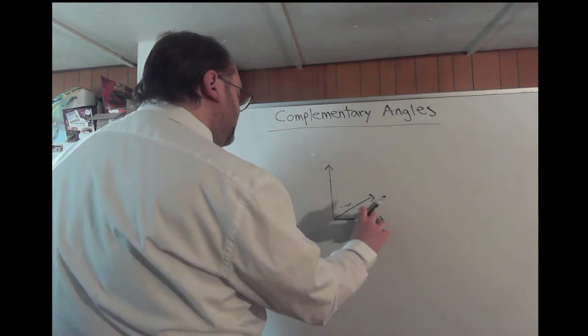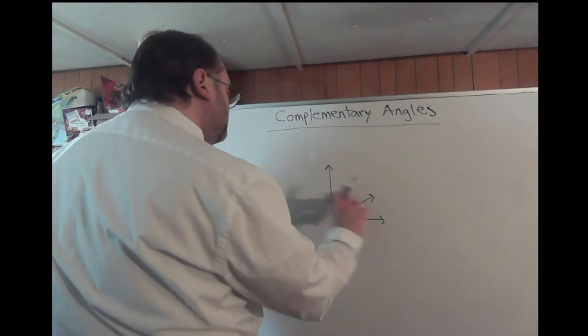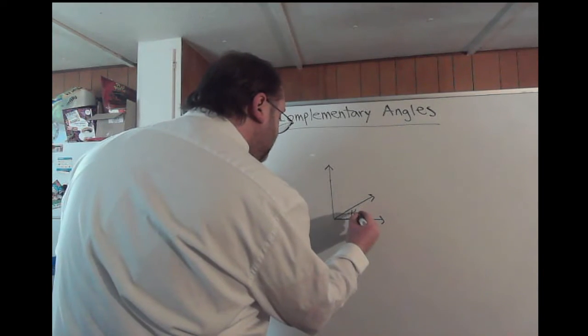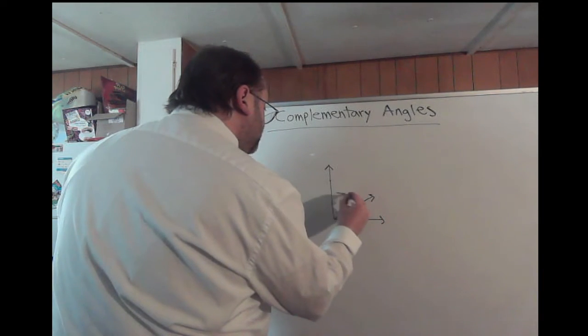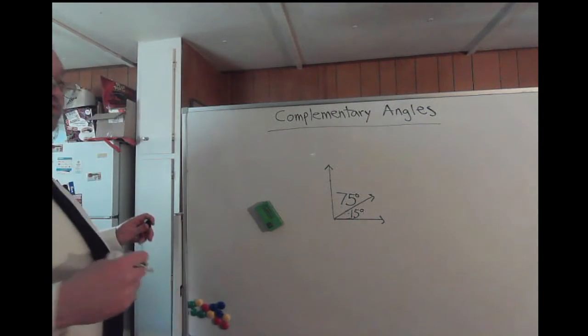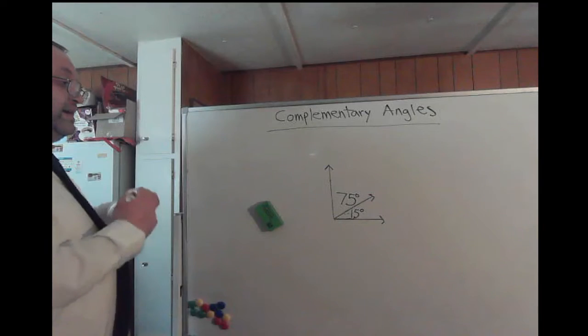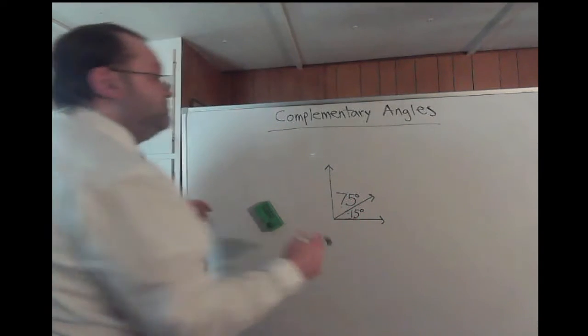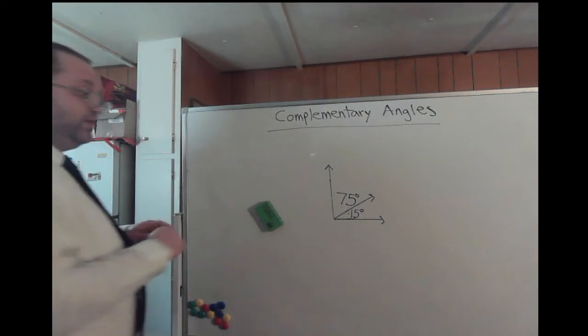Or let's say the first angle is equal to 15 degrees and the second angle is equal to 75 degrees. 75 and 15, they make 90. If the sum of the two angles adds up to 90 degrees, they are complementary angles.